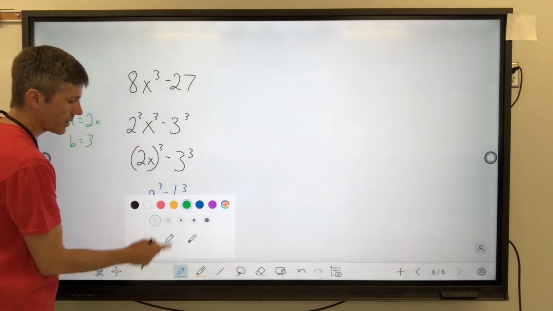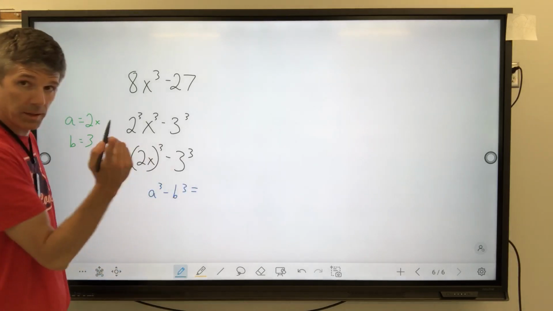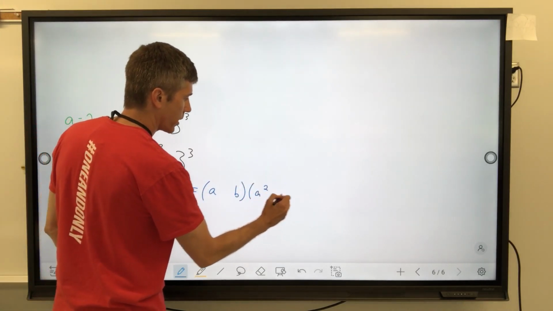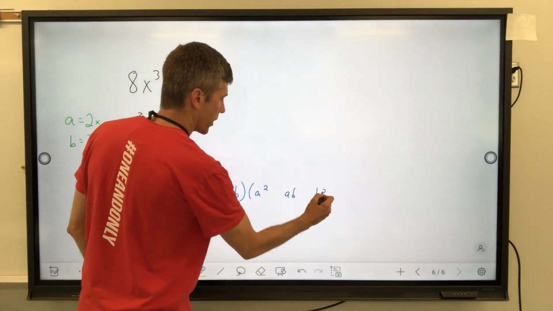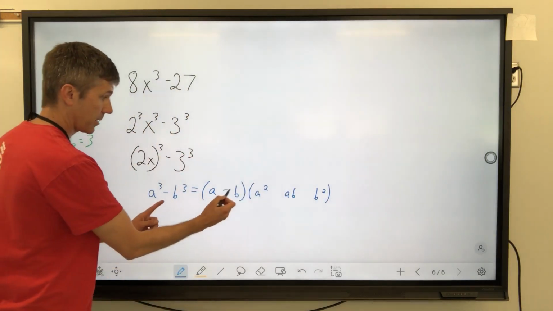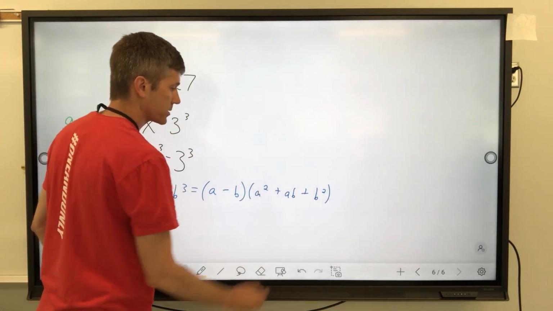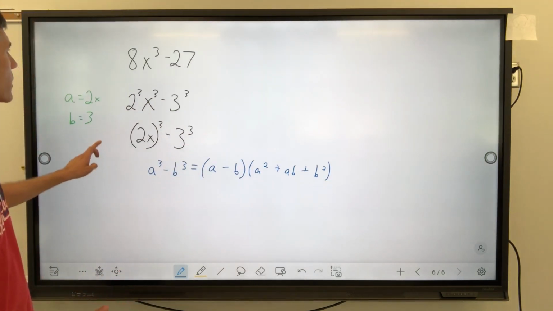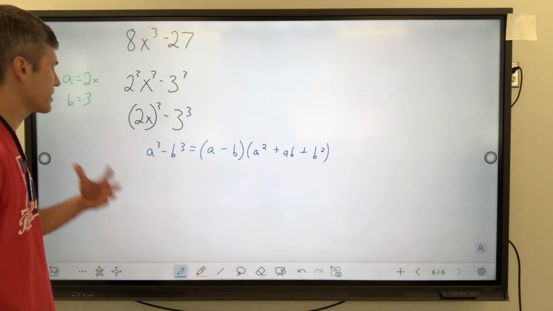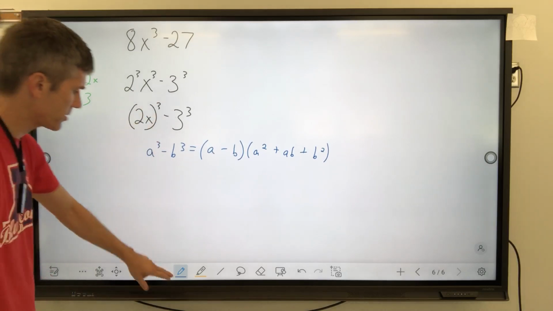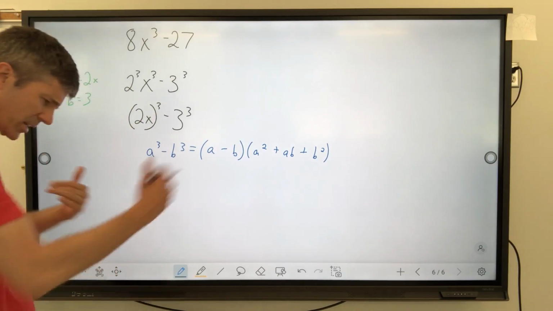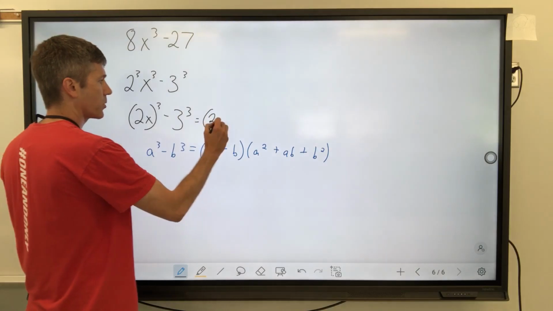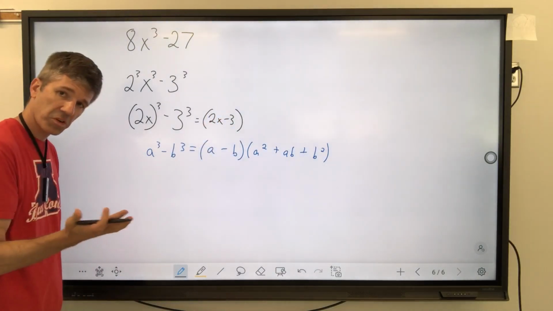So as I write this formula from memory, a, b, a squared, ab, b squared. Let's do signs. Same, opposite, always positive. As I write the formula, I'm able to figure out the structure of this thing and say, well, a is 2x and b is 3. So let's just go ahead and start writing. It'll take a couple steps to get there. But we're going to have, let's see, a minus b. That's 2x minus 3. So far, so good.